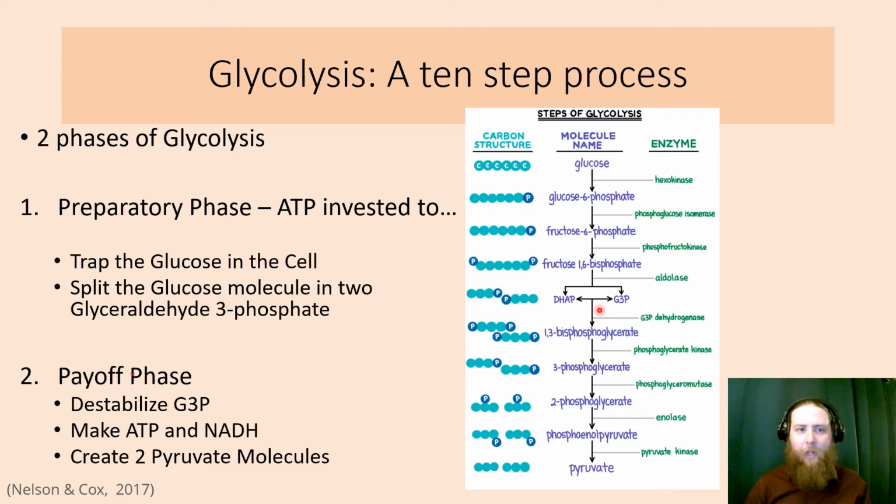In the preparatory phase, we're also using ATP to create two glyceraldehyde 3-phosphates, and that's an important part of the preparatory phase. And then in the payoff phase, we're going to destabilize this G3P and use it to make ATP and NADH, these high-energy molecules, which our cell needs to have energy and create fuel. We're also going to create two pyruvate molecules.